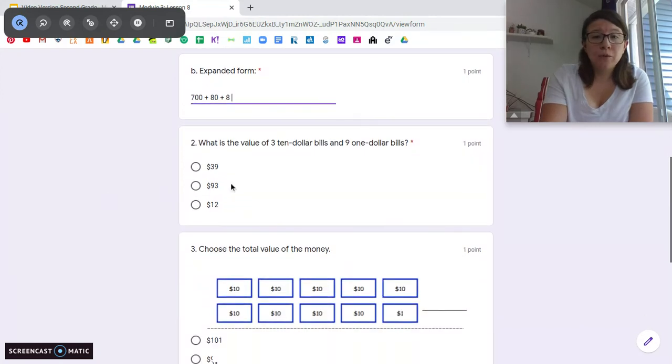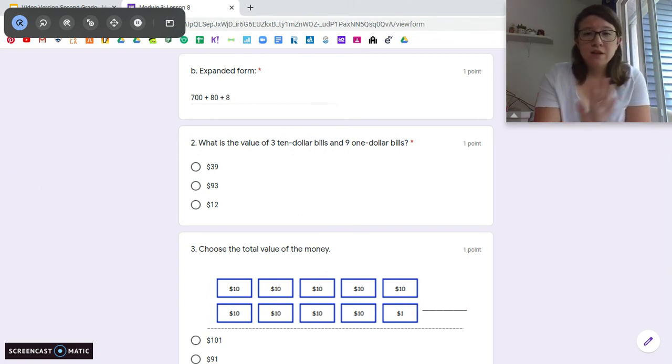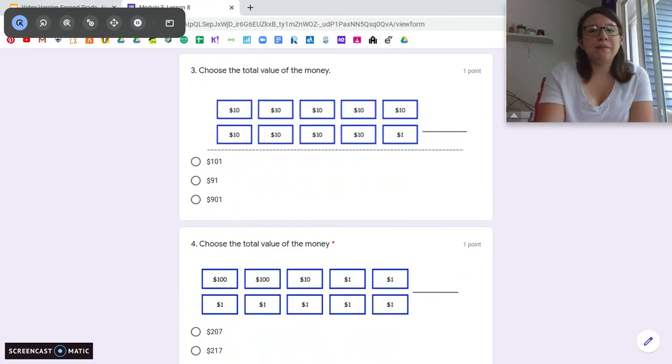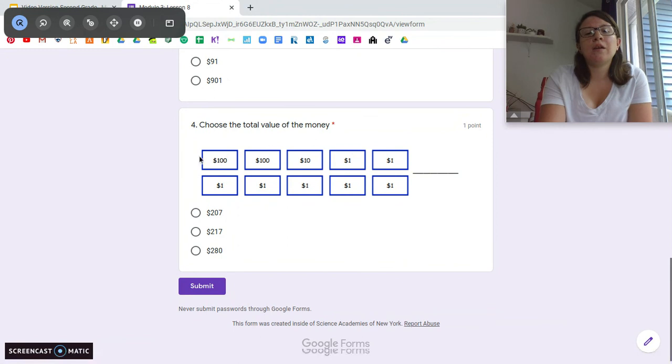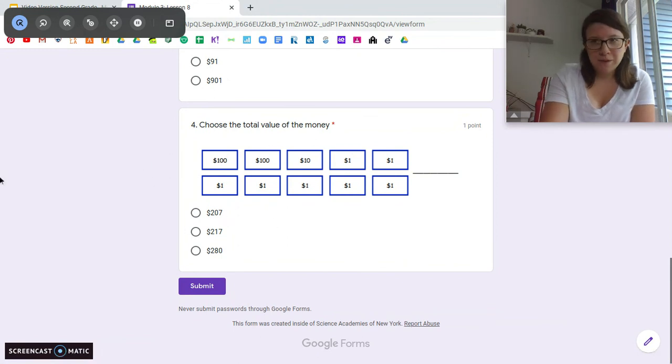Okay, number 2, you're going to tell me the value of 3 $10 bills and 9 $1 bills. Draw it out if you need to, or think about your tens and ones. 3 tens, 9 ones. 3 $10 bills, 9 $1 bills. And then same thing down here, you're going to count your $10 bills and count your $1 bills. Tell me how much money. Count your $100 bills, count your $1 bills. Tell me how much money.